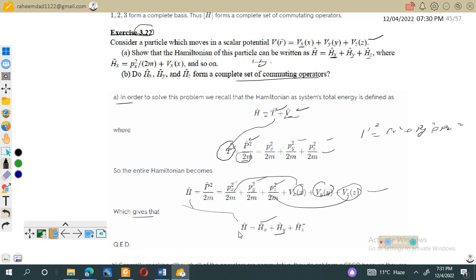Okay, so we have achieved our aim, because our task was writing the Hamiltonian in terms of hx, hy, hz in the summation form. So H is equal to hx plus hy plus hz.